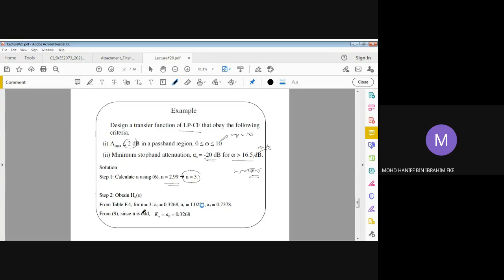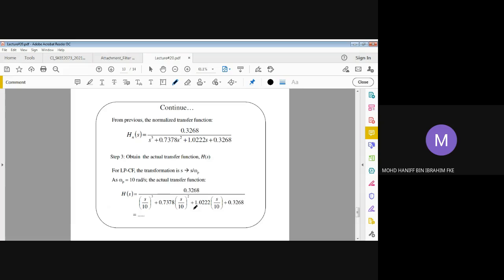Okay, and again, since N is odd, which is 3, your Kn is simply replaced as A naught, which is 0.3268. So that should be your Kn, because in the previous example, your N was even, so the Kn was based on A naught over 10 to the power of A max over 20. But for this particular example, since N is odd, which is 3, we simply substitute Kn to be A naught, which is 0.3268.